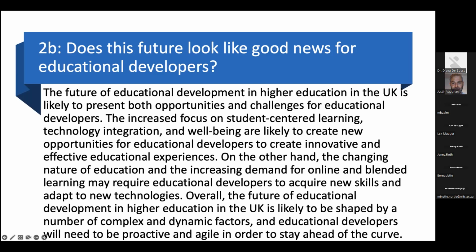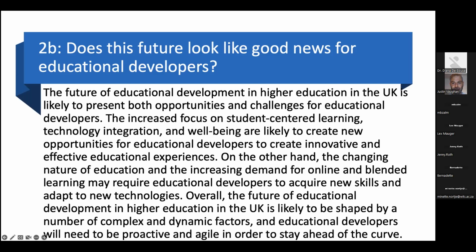The future of development is likely to be shaped by a number of complex and dynamic factors. Well, who'd have known? But education developers will need to be proactive and agile in order to stay ahead of the curve. And you wonder what level of language we're now talking about. Would you accept that if one of your PG Cert students, folk out there, had written this in their assignment? Would they have got away with it?